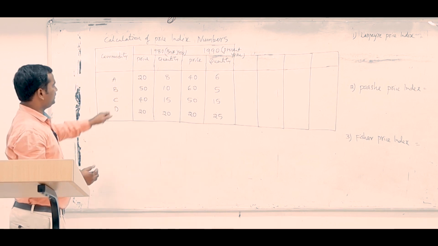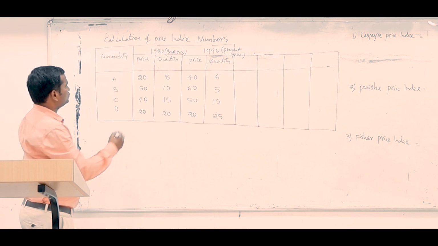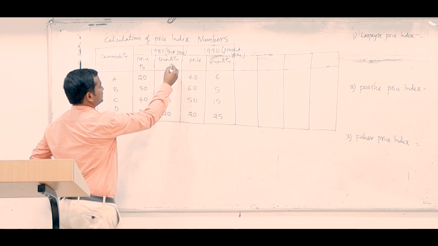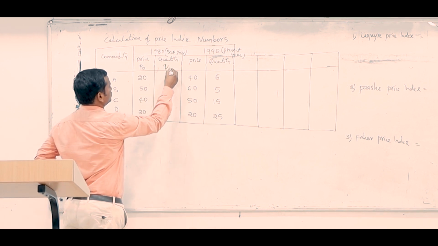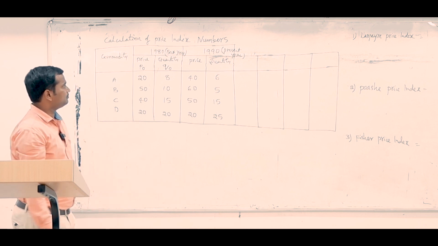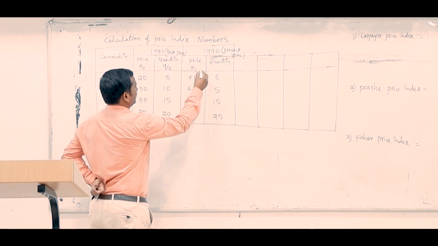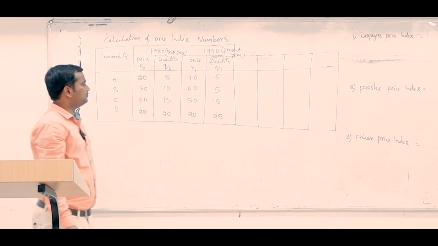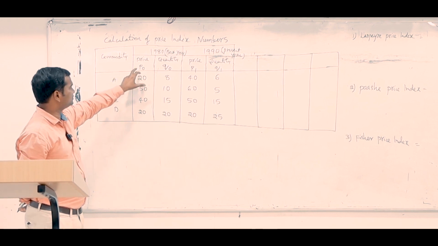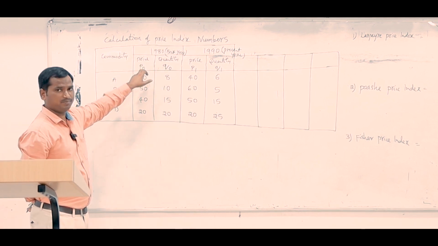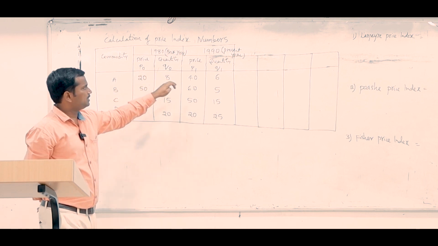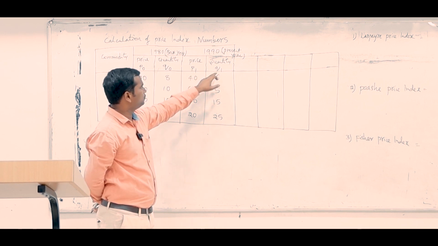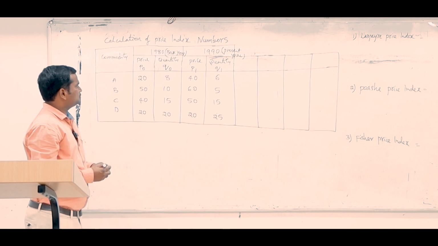We should denote base year prices by P0 and base year quantities by Q0. Likewise, present year prices we should denote as P1 and present year quantities as Q1. So the price and quantities of the base year are denoted by P0 and Q0, and the price and quantities of the present year are denoted by P1 and Q1.